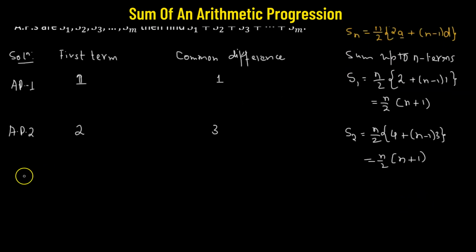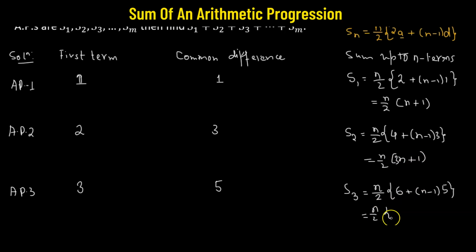Let's move on to the third arithmetic progression. For the third arithmetic progression, the first term is 3 and the common difference is 5. The sum up to n terms is denoted by S3. So this is n over 2 multiplied by 2 times the first term, so 2 times 3 is 6, plus n minus 1 times the common difference, that's 5. So here I have missed a 3: this is going to be 3n plus 1. This gives n over 2 multiplied by 5n plus 1.